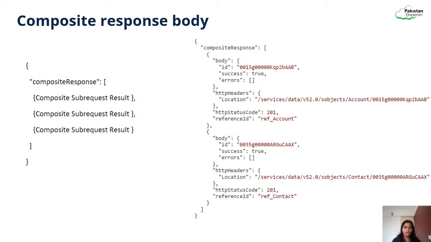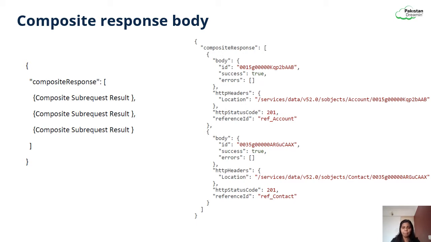This is the composite response body. On the left hand side is a format where you can see that there are multiple composite sub requests. On the right hand side is a sample response. This is the same sample of the request we saw earlier, where we were creating an account record and contact record. Okay, so this is how the response will look like.